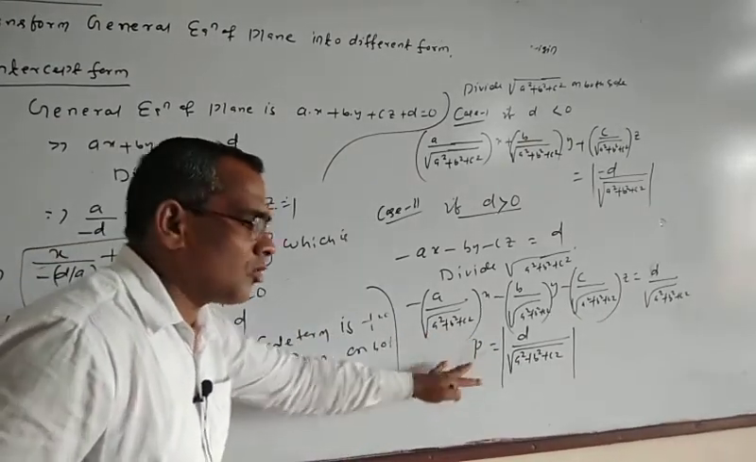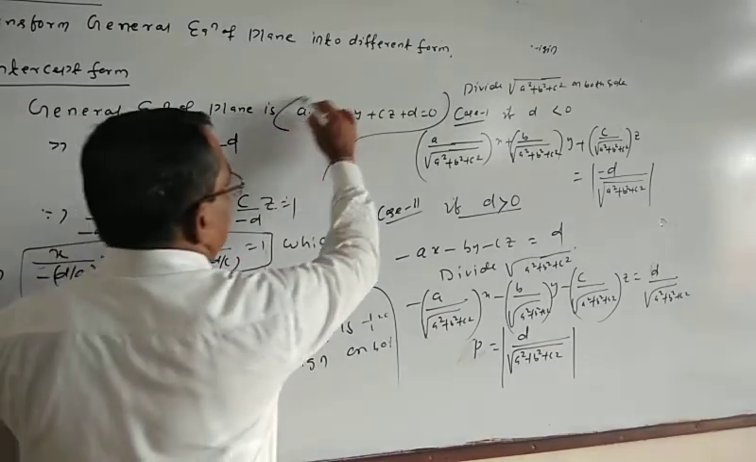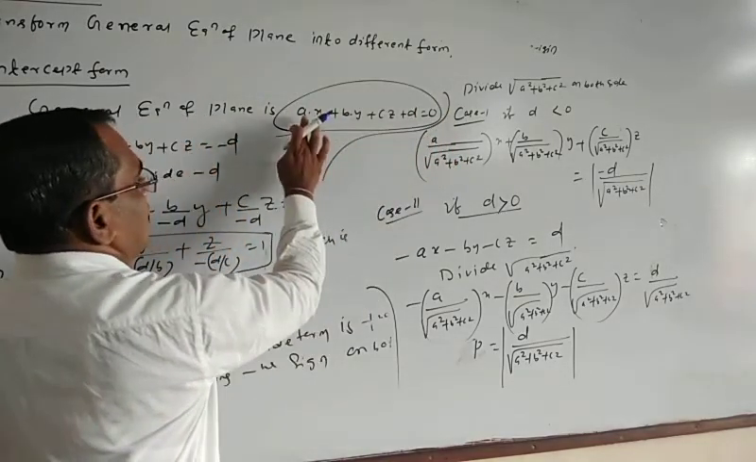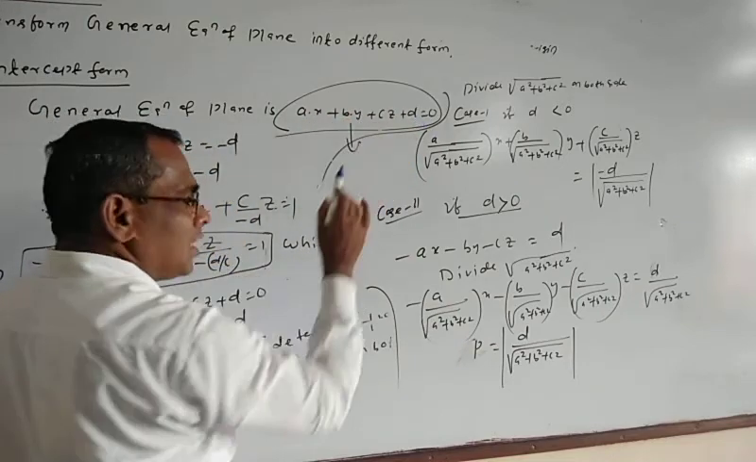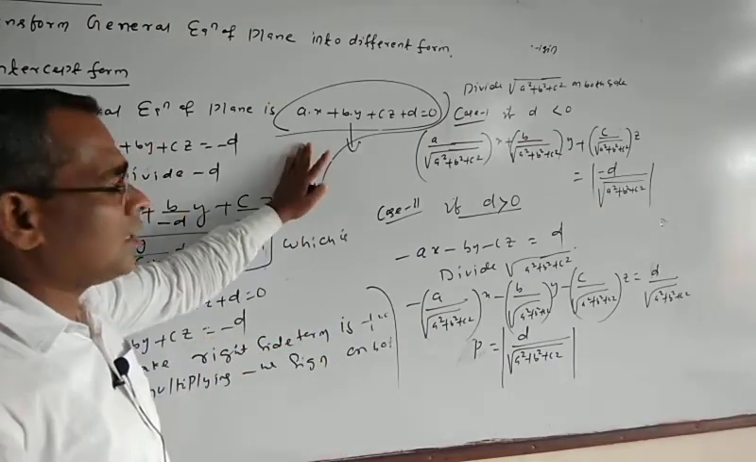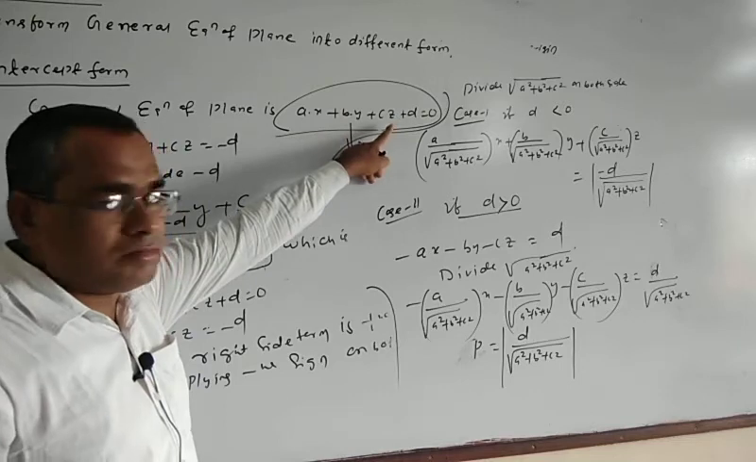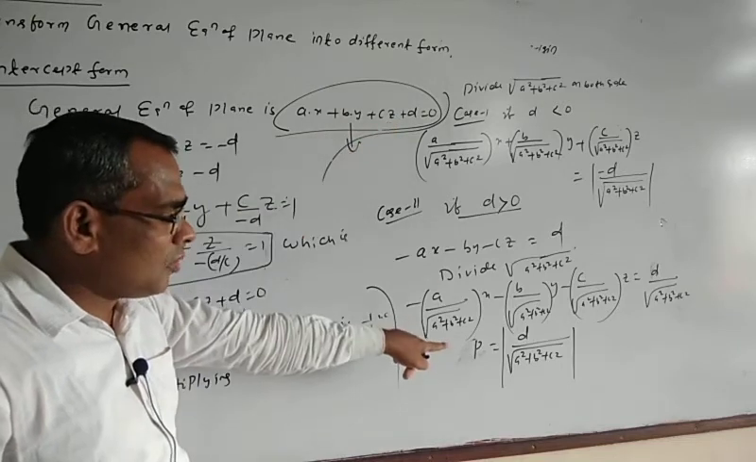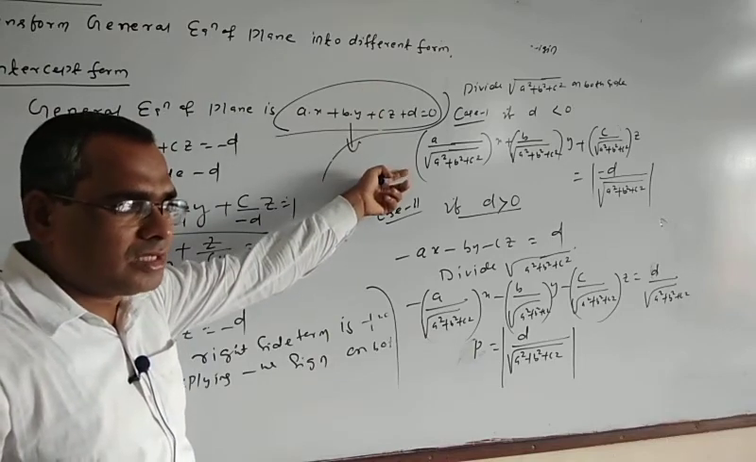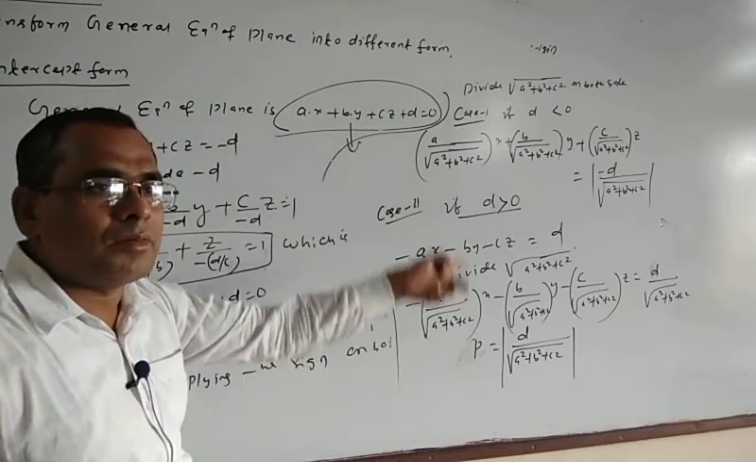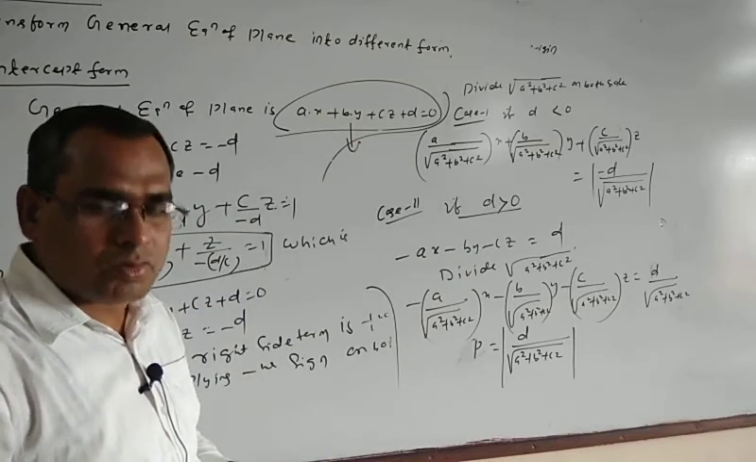Now we have written the formula in terms of the general equation of the plane. You know, in the general equation the plane is ax plus by plus cz plus d equal to 0. So what will be the perpendicular distance from origin to the plane? The perpendicular distance from origin to the plane will be d by root over a square plus b square plus c square. If d is negative, then we should take the modulus value. If d is positive, then the modulus is not required.